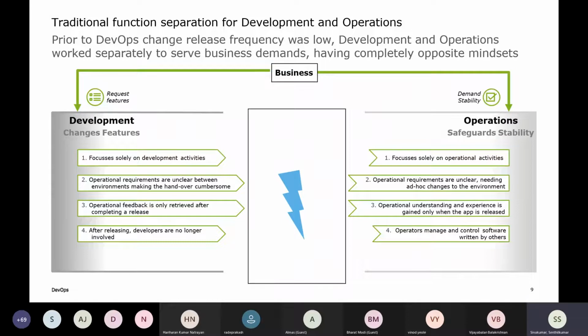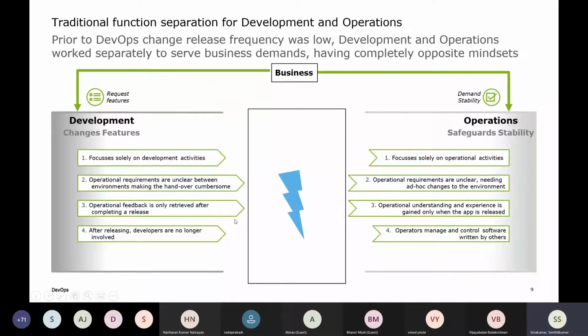If the two are in separate phases, what are the challenges they are facing? First, the development side: they focus solely on development activities. Operation requirements are unclear between environments, making the handover difficult. Operation feedback is only retrieved after completing a release. After releasing, developers are no longer involved. So these are the limitations from the development side.